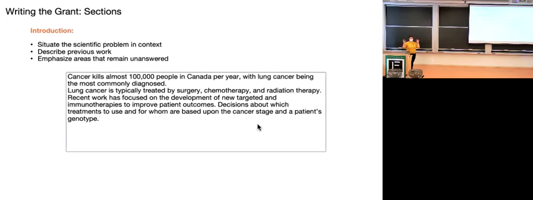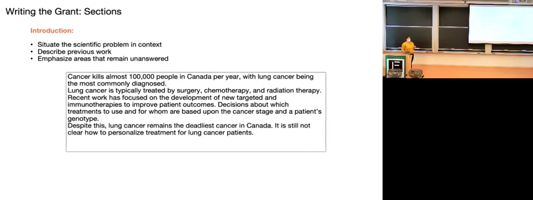Then hit them with some background. Lung cancer is typically treated by surgery, chemotherapy, and radiation therapy. Recent work has focused on the development of new targeted treatments and immunotherapies to improve outcomes. Now, you already see that there's a typo because I forgot to write therapies. Reread your grant so there aren't typos, not like I didn't reread this. Decisions about which treatment to use and for whom are based upon the cancer stage and the patient's genotype. That gives you the background and what is state of the art in the field.